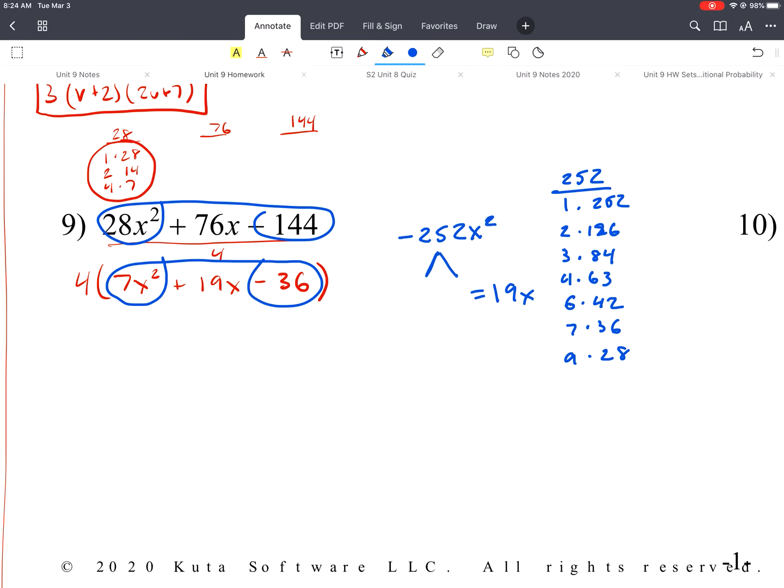10 doesn't go in. 11 doesn't go in. 12 goes in. 12 and 21. 13 doesn't go in. 14 and 18. 16 doesn't go in, and 17 doesn't go in. So those would be all the factor pairs. Okay, so that's like 1, 2, 3, 4, 5, 6, 7, 8, 9. So you only had to try 9 times.